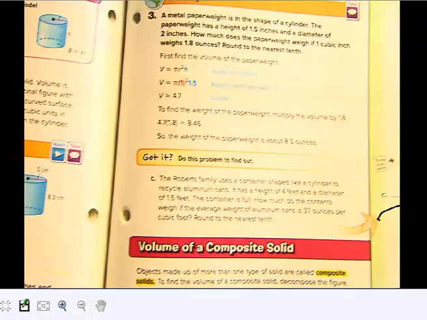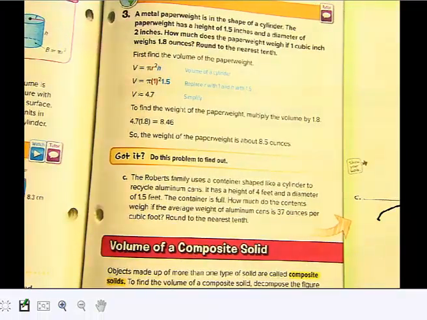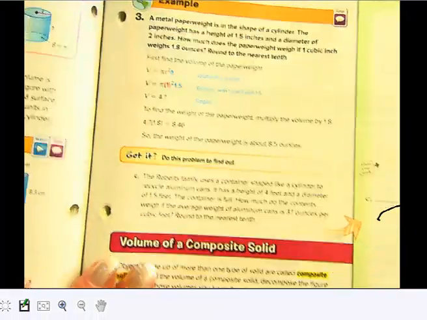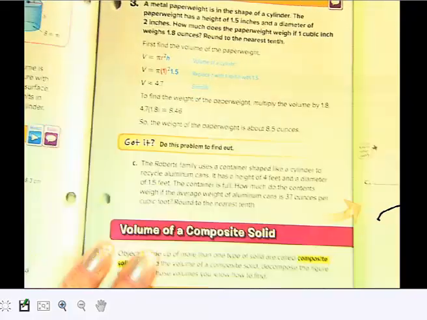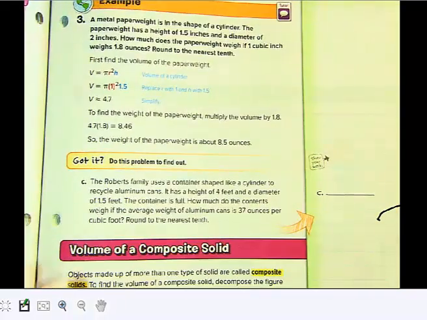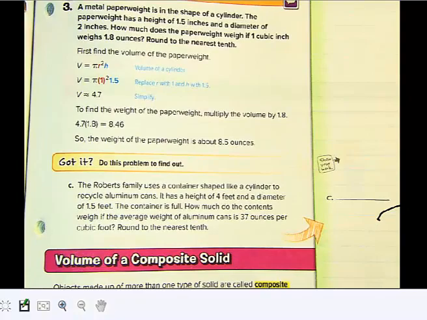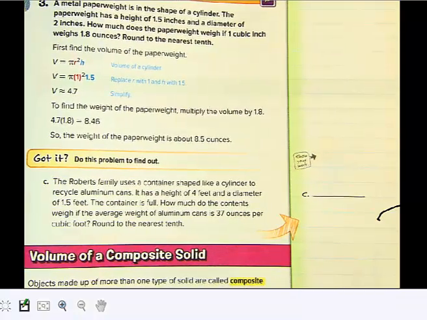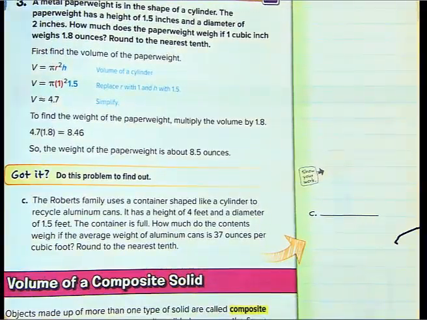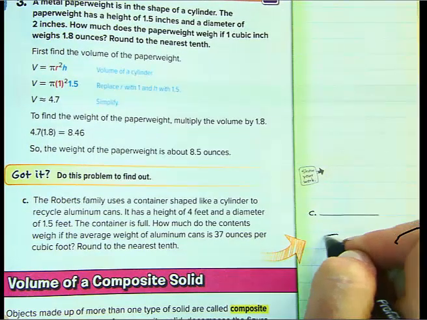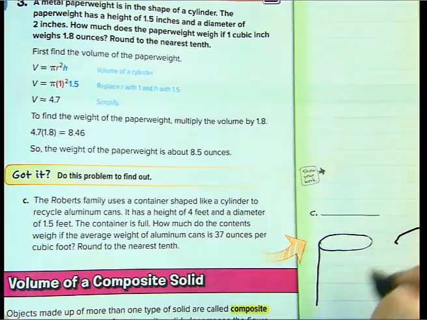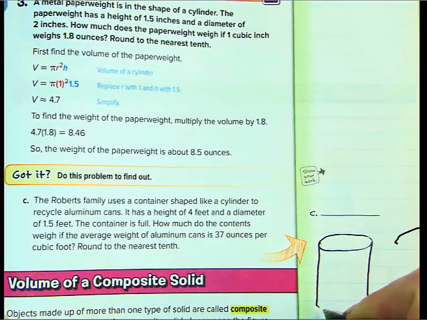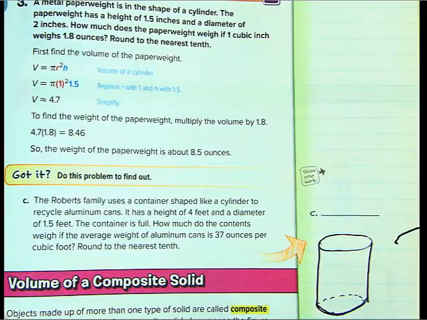Let's look over here. This is talking about the Roberts family. Okay? For all of you Robertses out there, I'm sure this is talking exactly about your family. But it says the family uses a container shaped like a cylinder to recycle aluminum cans. So it's going to look like a trash can. Okay? So I have my trash can that looks something like this. Oops, let me connect that a little better. So here's my trash can, okay?